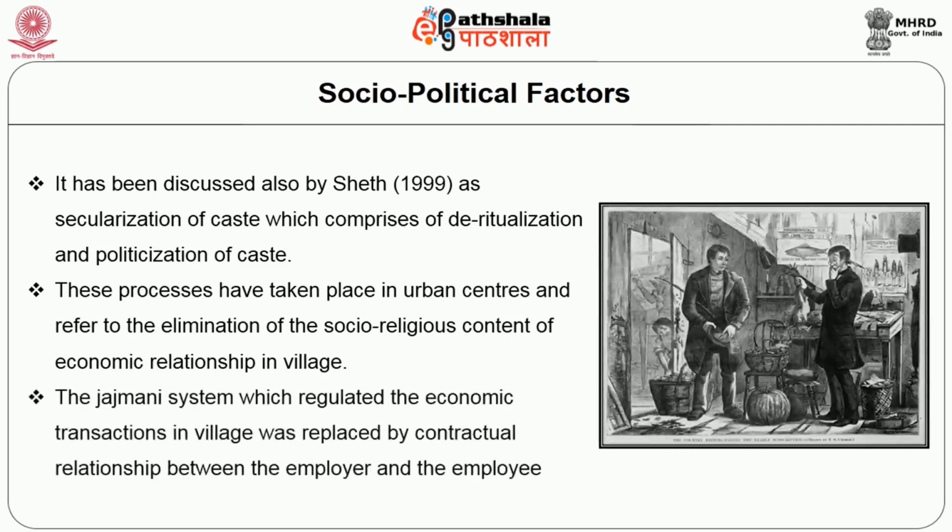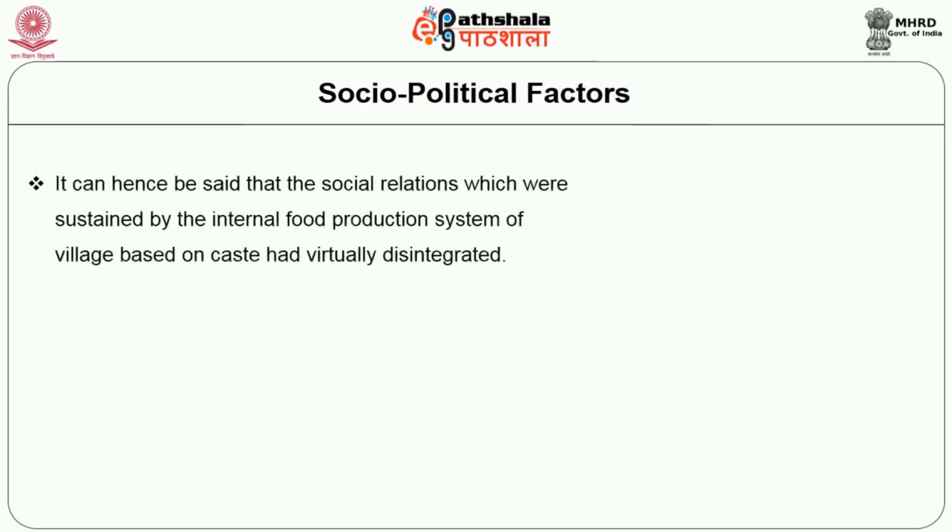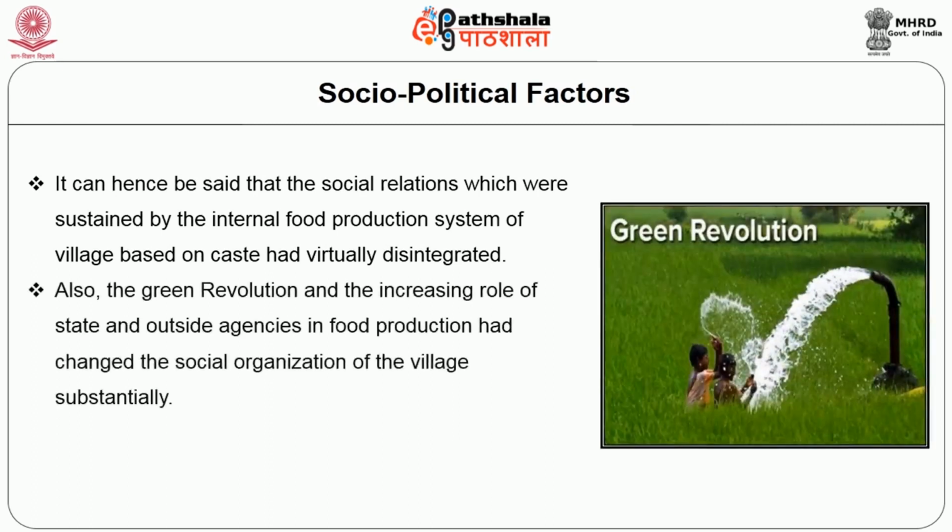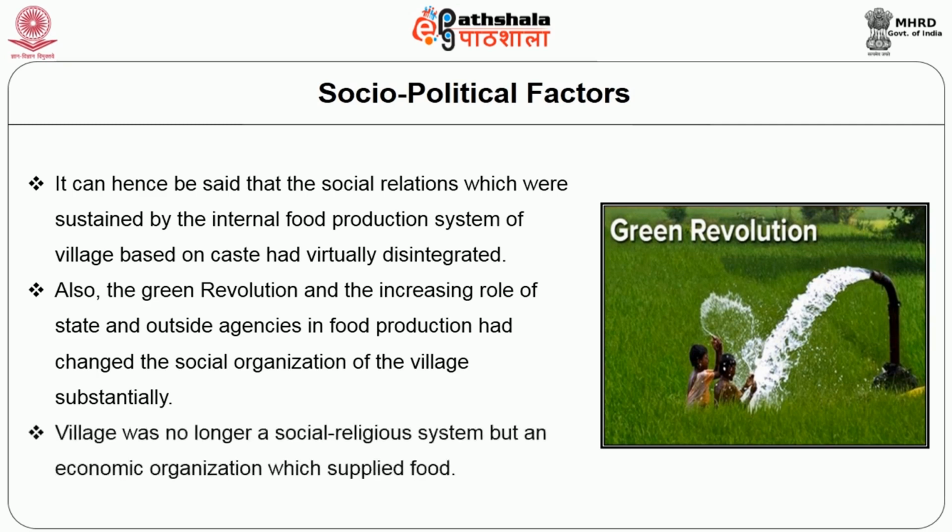The Jajmani system, which regulated economic transactions in the village, was replaced by contractual relations between employer and employee. It can hence be said that the social relations sustained by the internal food production system of a village, which were based on caste, had virtually disintegrated. Also, the Green Revolution and the increasing role of the state and outside agencies in food production had changed the social organization of the village substantially. The village was no longer a socio-religious system but an economic organization which supplied food.